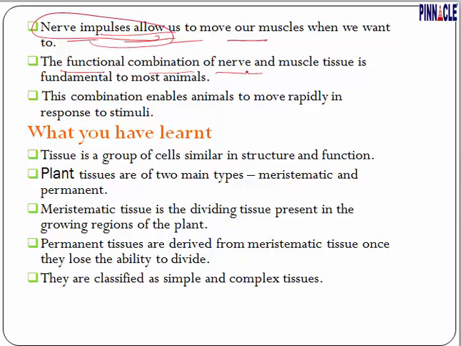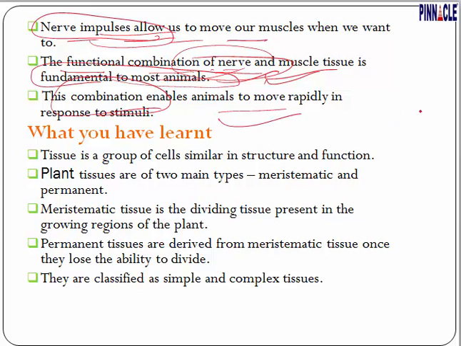Functional combination of nerve and muscle tissue is fundamental to most animals. The coordination and combination is required. This combination enables animals to move rapidly in response to stimuli. So muscular, connective, and different kinds of tissue will respond towards particular stimuli. So this is teamwork. There are specialized functions, but ultimately the body has to work as a single unit.